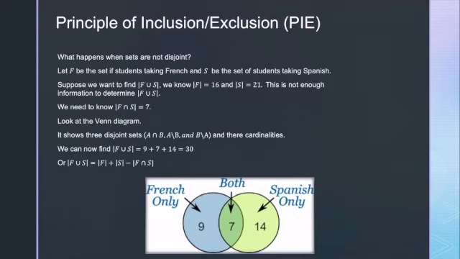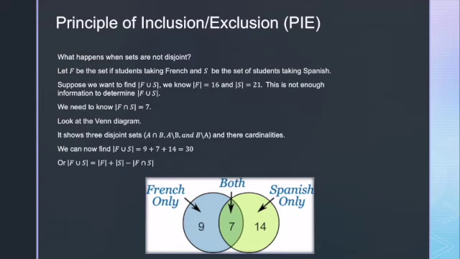So now let's talk about the principle of inclusion-exclusion. This is sometimes called PIE. And what this does is it allows us to work with sets when they're not disjoint. So let F be the set of students taking French and S be the set of students taking Spanish. Suppose we wanted to find the size of F union S.